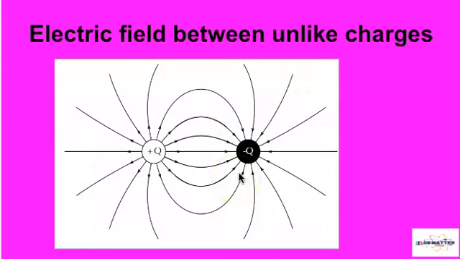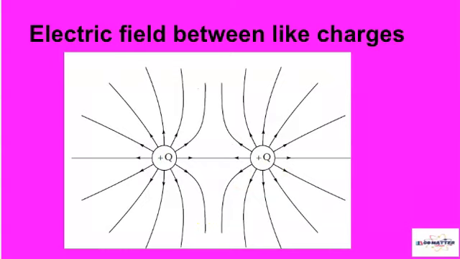Field lines go from a positive charge to a negative charge. The space between the lines becomes bigger away from the charges. You can look here: as you go away from the charges, the spacing between the field lines becomes bigger. The field lines never cross each other.